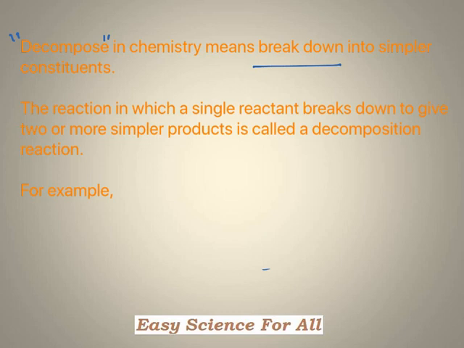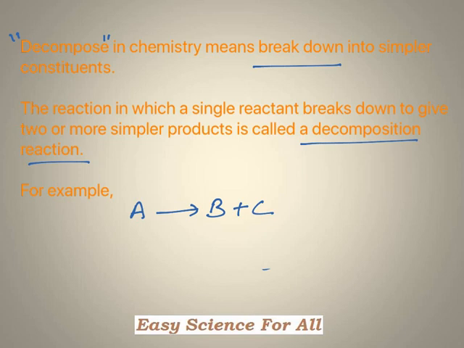The reaction in which a single reactant breaks down to give two or more simpler products is called a decomposition reaction. For example, let's say if there is reactant A and on providing energy in some form, for example electricity, heat or light, it gives two products B and C, then we will call it a decomposition reaction.